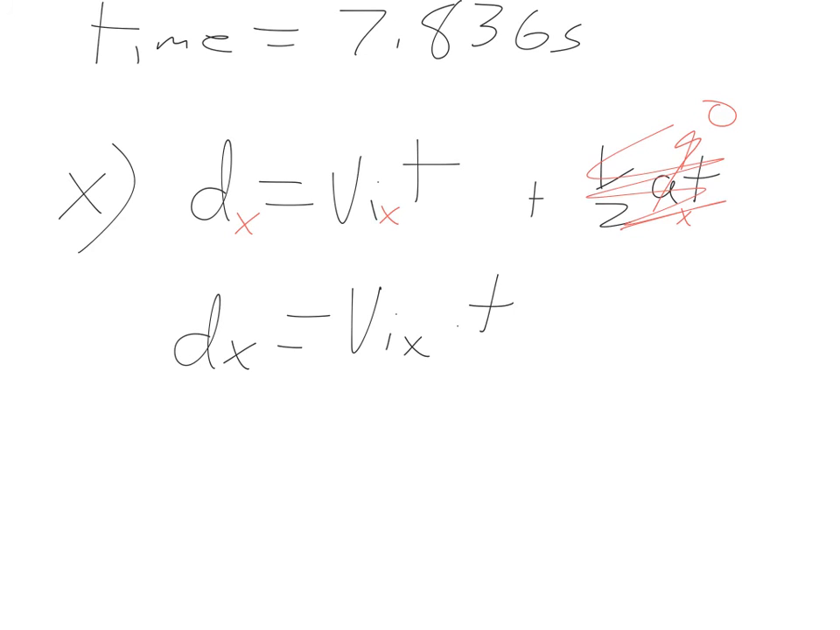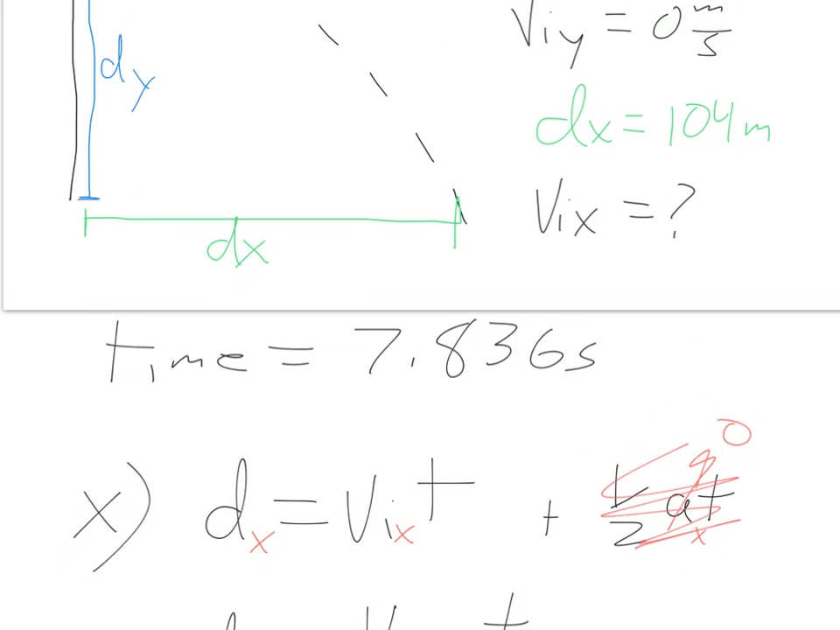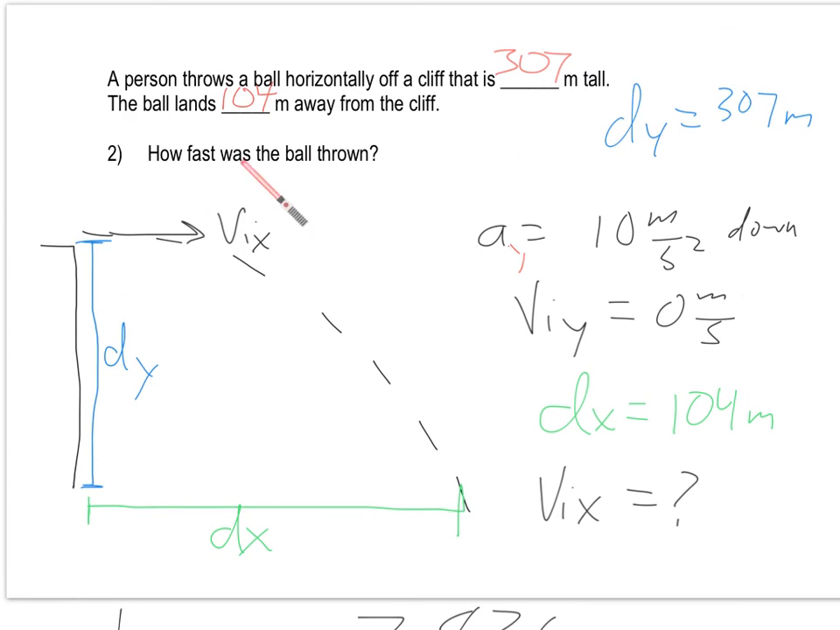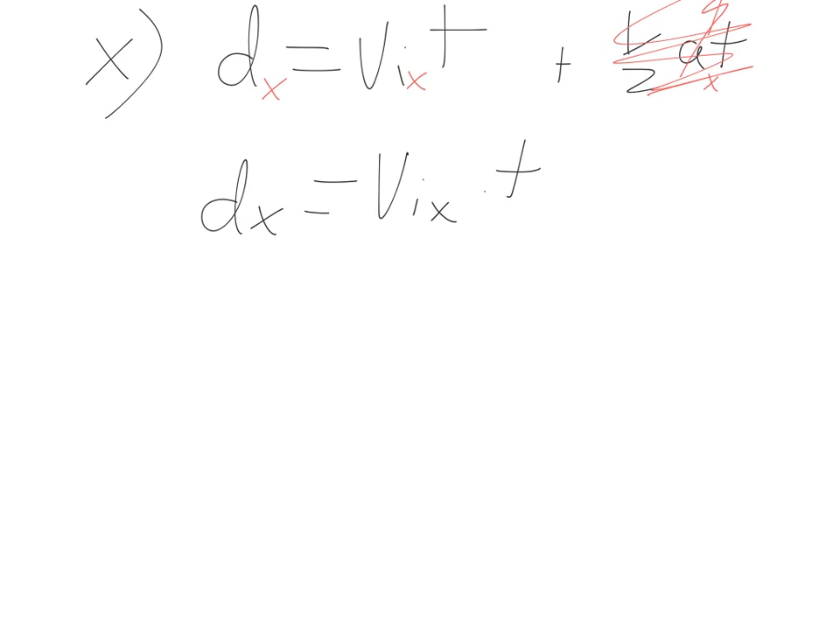VIX times t. And this problem is asking me for, well, how fast was the ball thrown? They want VIX. So, looking back at what I've got left here, d is equal to velocity times time. Well, hey, if I rearrange that so that I isolate velocity, look what happens. VIX is equal to dx divided by t. And really all this is the very first equation we learned in physics, which just says the speed, in this case in the horizontal direction, but this is still just a speed, is equal to the distance divided by time.